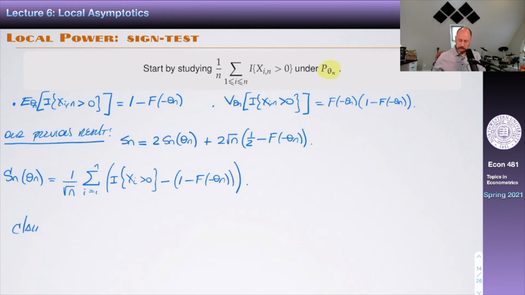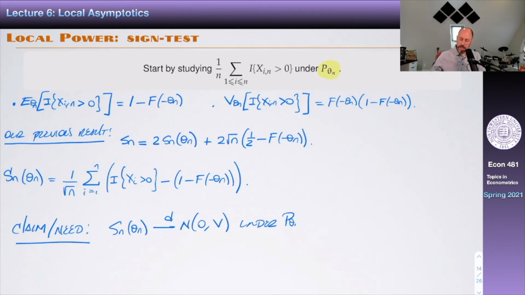What we want to claim, or what we need, is to say that Sn theta n converges in distribution to some normal with mean 0 and b under p theta n. And this is the first aspect that becomes more complicated in the sign test, because in the t-test, we got around this issue by replacing the y's. We just had to deal with p naught, okay? But now we don't get around it.